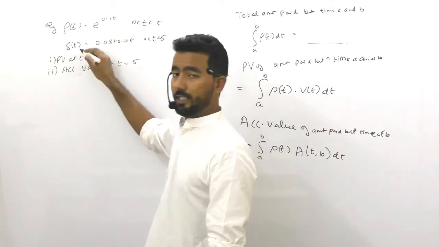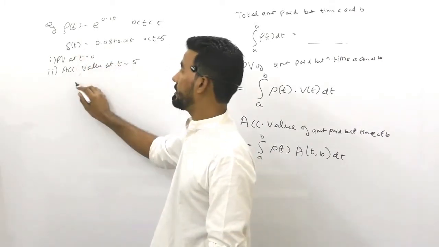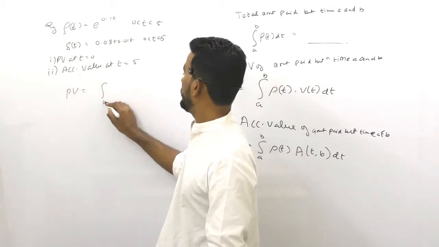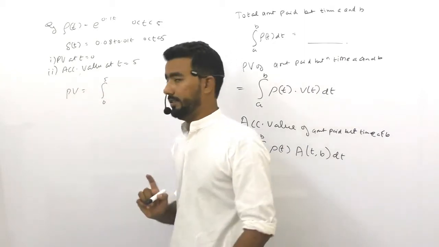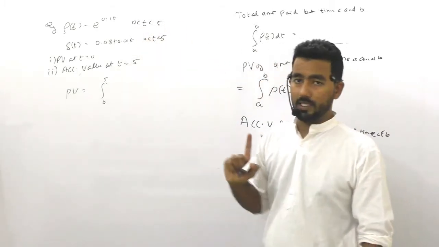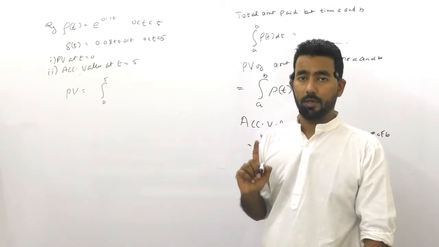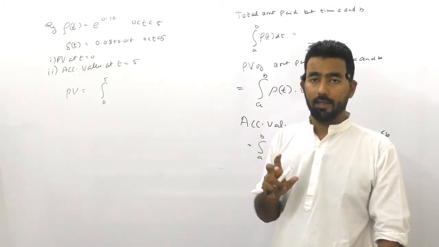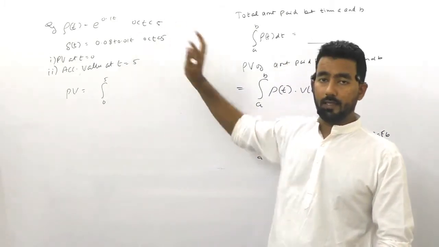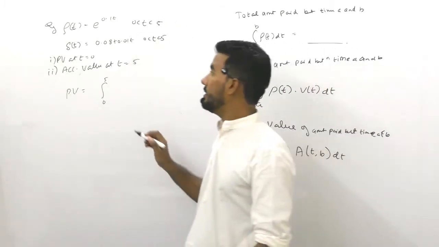So let us write the equations for both of them first and then we try solving it. So present value is integration from 0 to 5. The first integral will always be the time between which the payment is being made. Nothing else. It is mandatory and you can use it blindly everywhere, that the range of the first integral should be the time when the payment is being made.